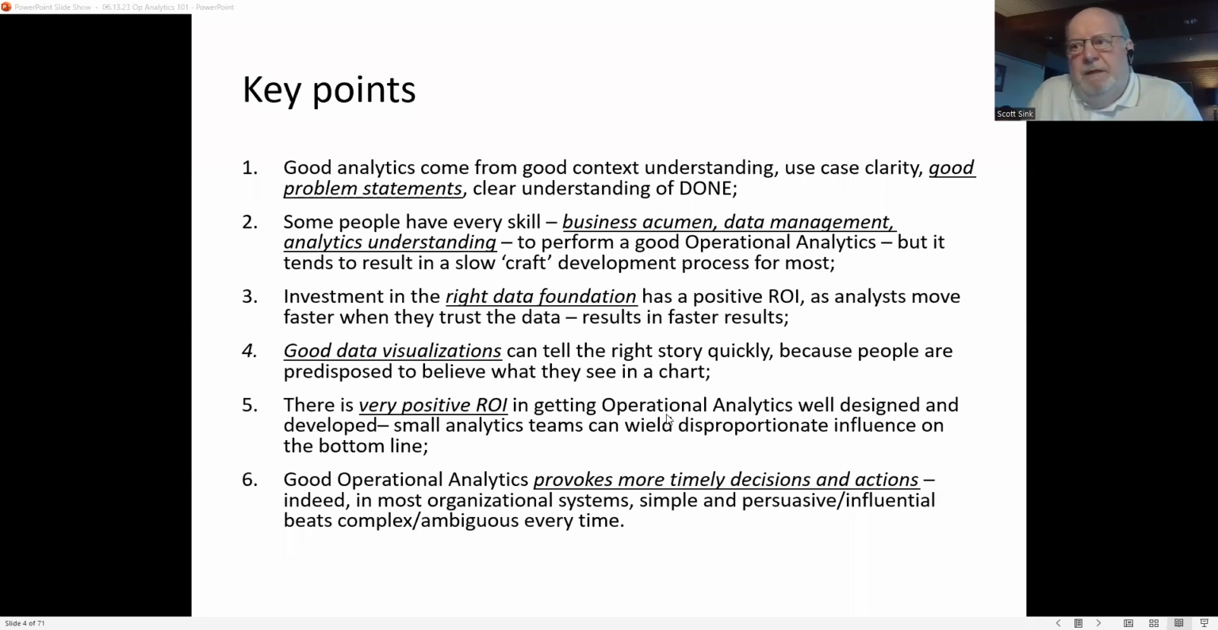The other thing that I've seen in the organizations we work with is that analytics teams don't have to be big. You can have fairly small analytics teams with some very talented people that can have a disproportionate influence on the bottom line. And to some extent, that's one of the things that I'm proposing: every organization should be building a small tiger team of analytics experts that can drive improved performance measurement, improved analytics, and improved visualizations that, again, provoke timely decisions and actions at all levels, vertically and horizontally in the organization.